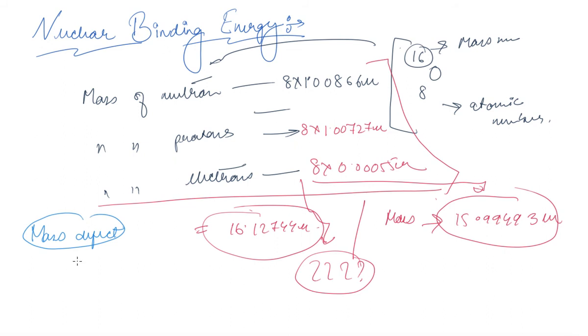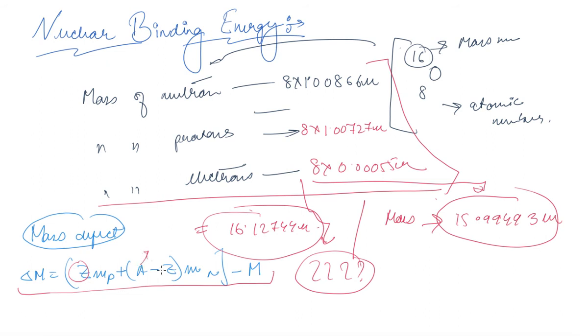And this mass defect, del M, is given by Z into mass of proton plus (A minus Z) into mass of neutron, minus the actual mass. So the mass defect is given by this particular formula, where Z is the atomic number, A is the atomic mass number, then this is the mass of neutron and this is the mass of proton. So this is what we can understand from the mass defect.